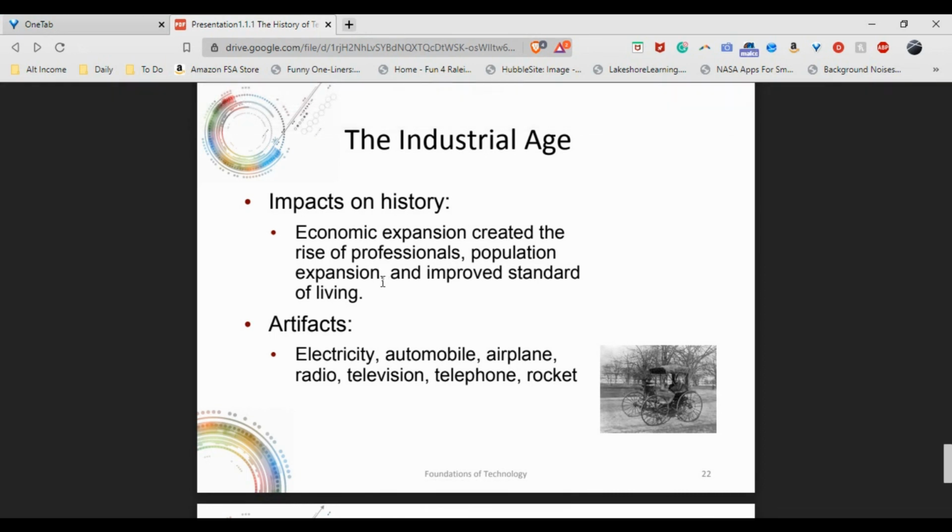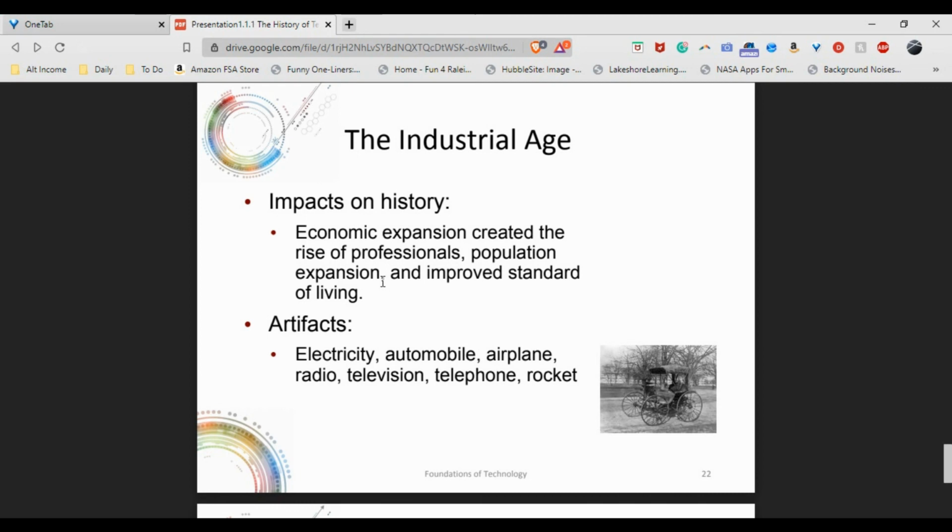This is, as these technologies come out, I mentioned with the mechanical clocks, only the richest of the rich could afford a mechanical clock when they first came out. Now that technology has been around for a very long time, and so anybody can get a mechanical clock.